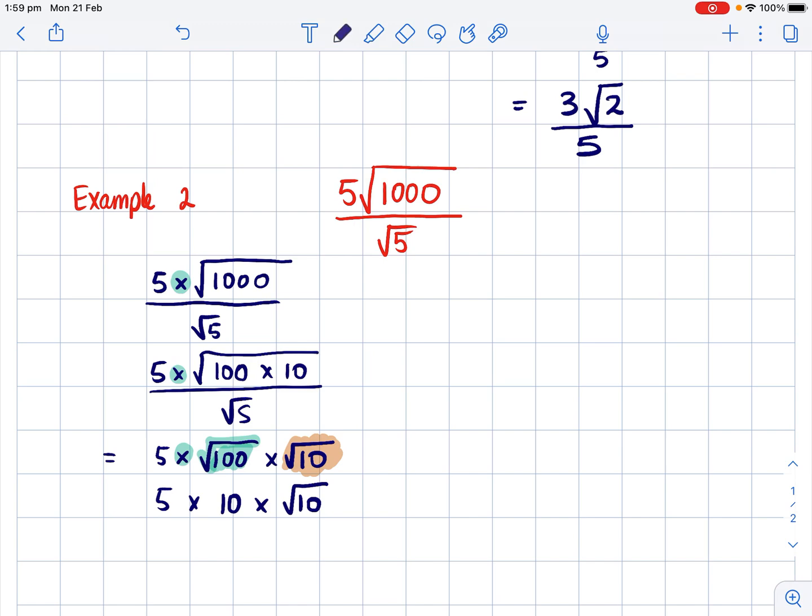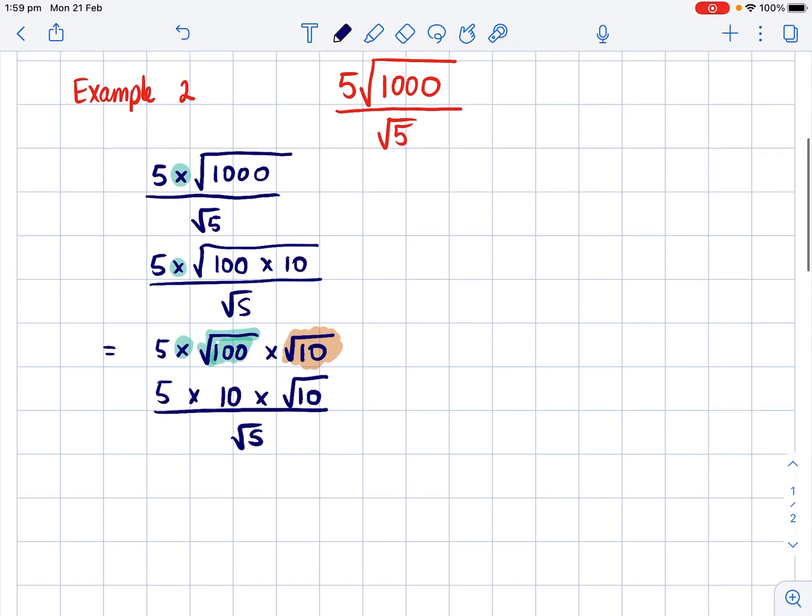All right, I still have on my denominator a square root 5. So let's do a little bit of tidying up now. And this becomes 5 times 10. They're just normal numbers, so multiply them like normal. And then times root 10, all divided by root 5. And then I don't need to write this times sign, so I can just write 50 root 10 like that.